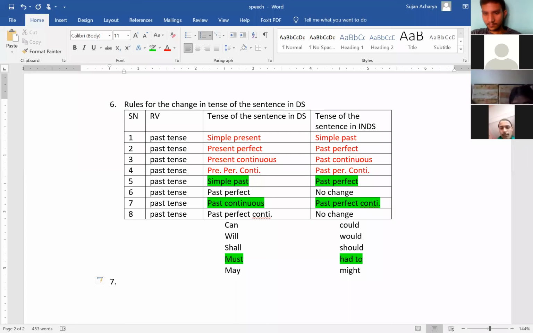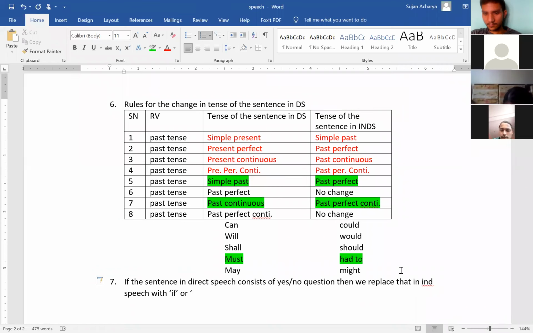Now, number 7. If the sentence in direct speech consists of a yes/no question, then we replace the conjunction that in indirect speech with if or whether.